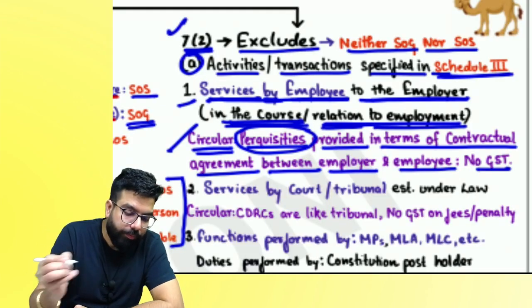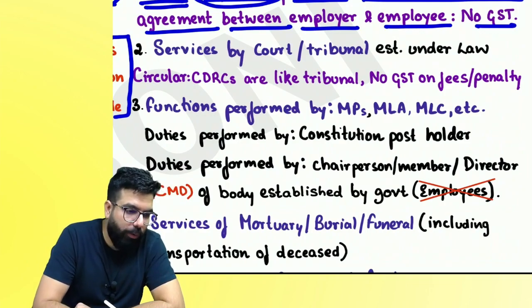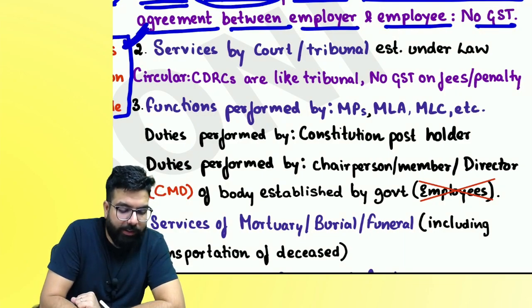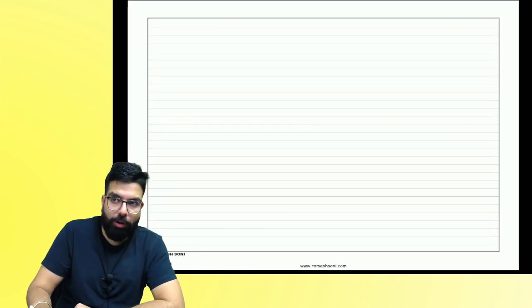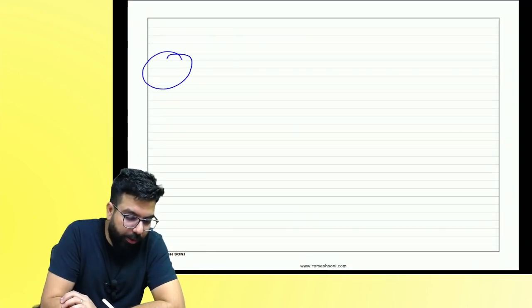Chalo. Now, the second one over here is services by court or tribunal established under law. Do you remember?